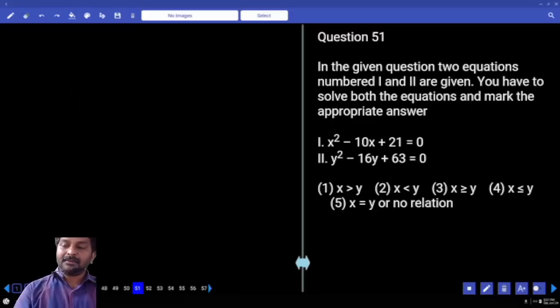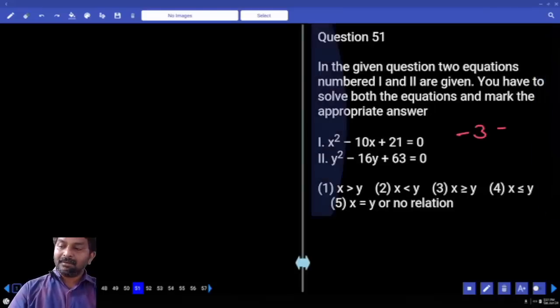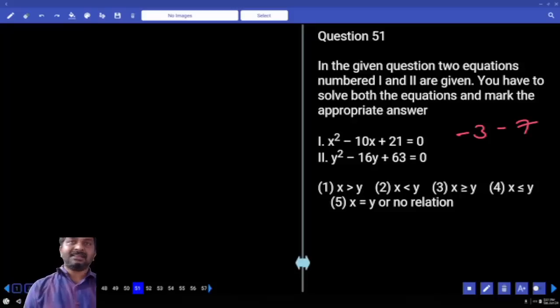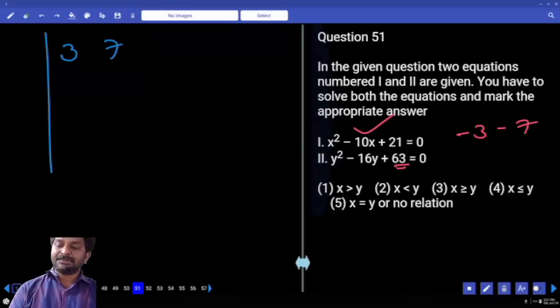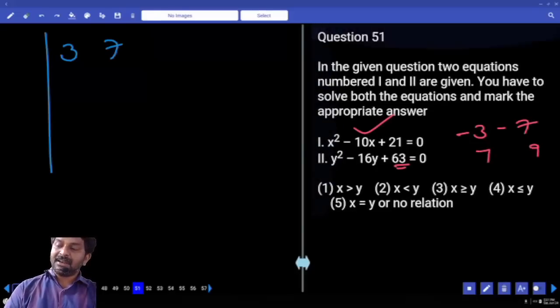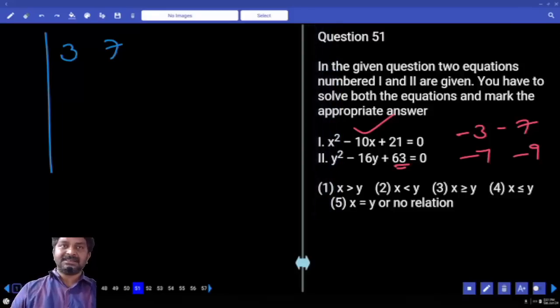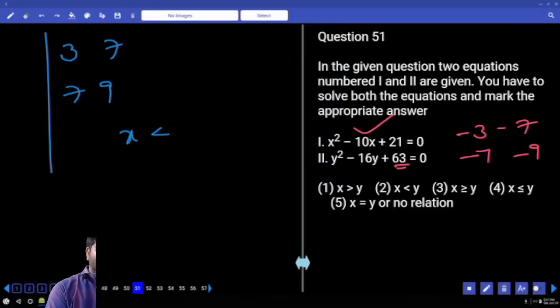Product is 21. Minus 3, minus 7. Sum is minus 10. Factors are 3, 7. Product must be 63. 7 nines are 63. Minus 7, minus 9. Factors are such that x is less than or equal to y.